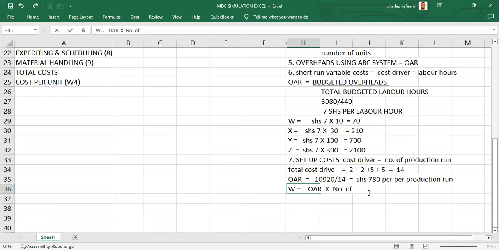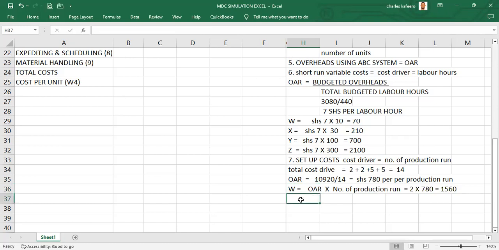Cost of number of production run, and this will give us 2. Those are the number of production runs that we had for product W, multiplied by 780, and this will give us 1560. And it will be that 1560 that we shall take to our table.